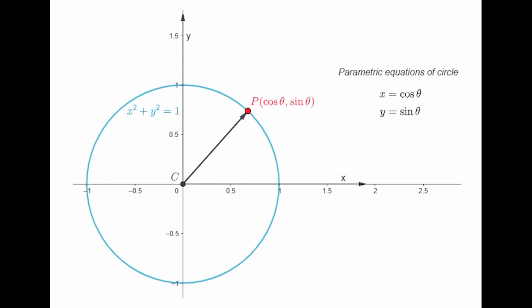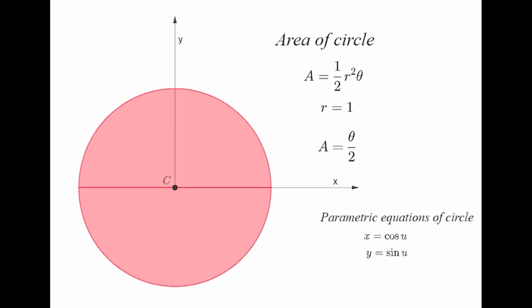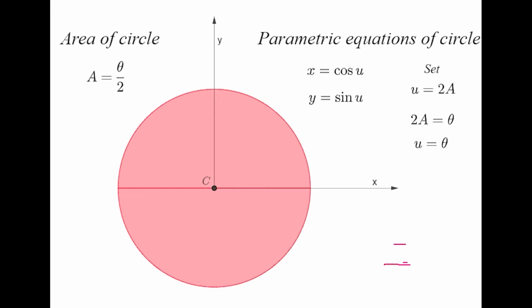So let's do some trick. Let's suppose the parameter is now u, and parametric equations will become x is equal to cos u and y is equal to sin u. Let's compute the area of a sector of the circle. As circle is of radius 1, by the area of sector formula, area of sector becomes theta by 2. Now let us take u is equal to 2 times area, and 2 times area is equal to theta, thus u is equal to theta.